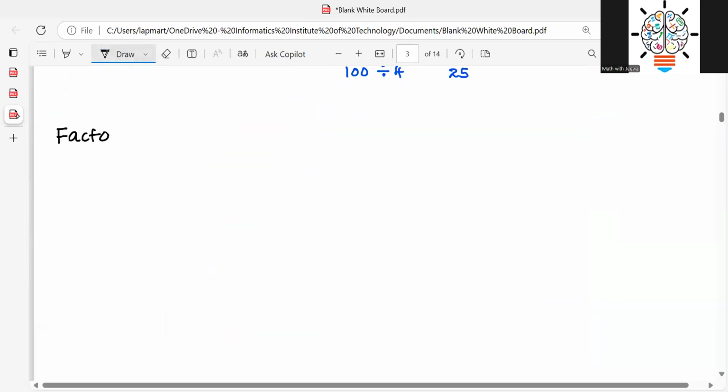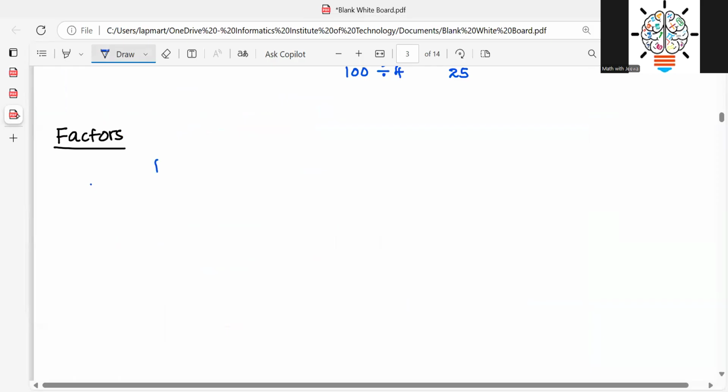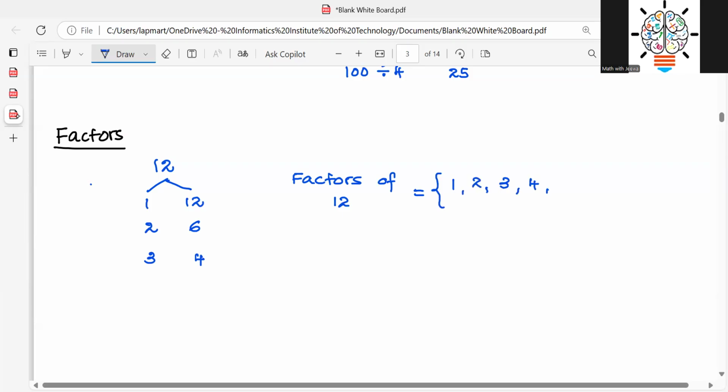So if you can remember, we have learned these things in grade 6 that if you want to take the factors of 12, how are we going to get this? 1 times 12, 2 times 6, and 3 times 4. So then how are we going to write the answer? Factors of 12. So you open the curly bracket and you write 1, 2, 3, 4, 6, and 12.